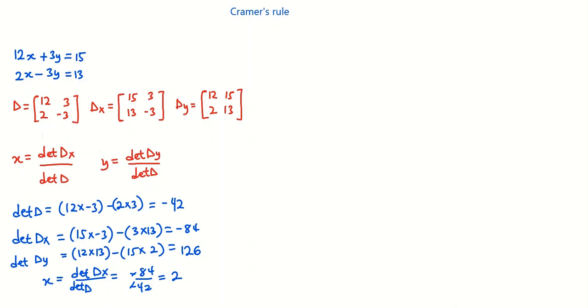So for y, we are going to have y equal to the determinant of D sub y divided by the determinant of D, right? The determinant of D sub y is 126, and the determinant of D is minus 42. So let's simplify this and see. We have 126 divided by minus 42. This will also give us a value of minus 3. This means that y is equal to minus 3, and we have x equal to 2.